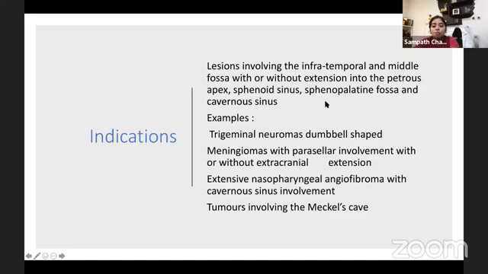lesions involving mainly the infratemporal and middle fossa with or without extension into the petrous apex, sphenoid sinus, sphenopalatine fossa and cavernous sinus. Mainly the trigeminal schwannomas, which are dumbbell shaped, and meningiomas with parasellar involvement with or without extracranial involvement, and extensive nasopharyngeal angiofibroma with or without cavernous sinus involvement, and tumors involving the Meckel's cave.